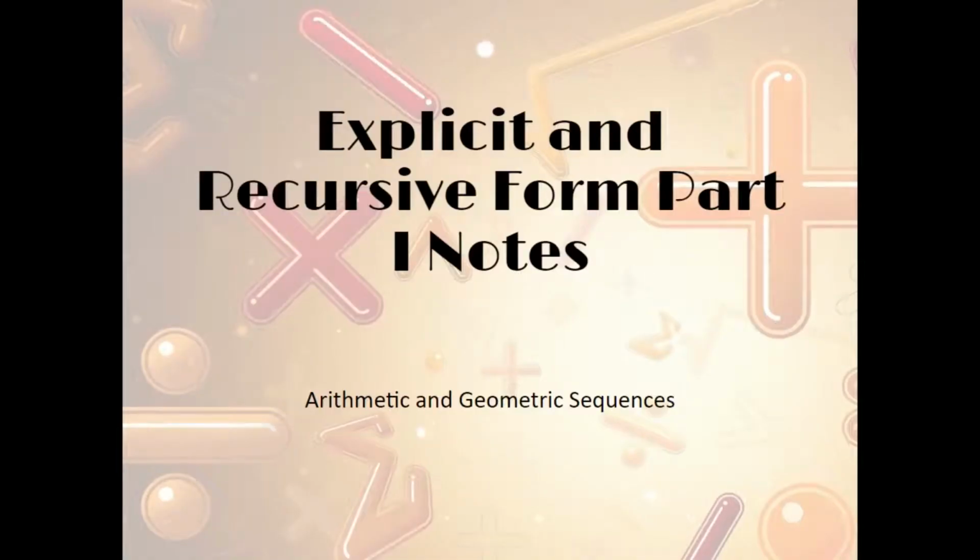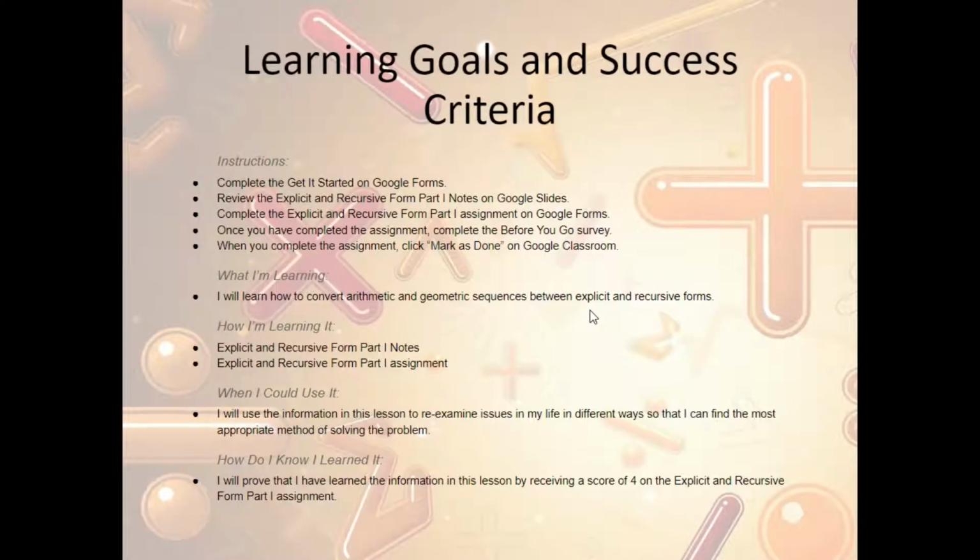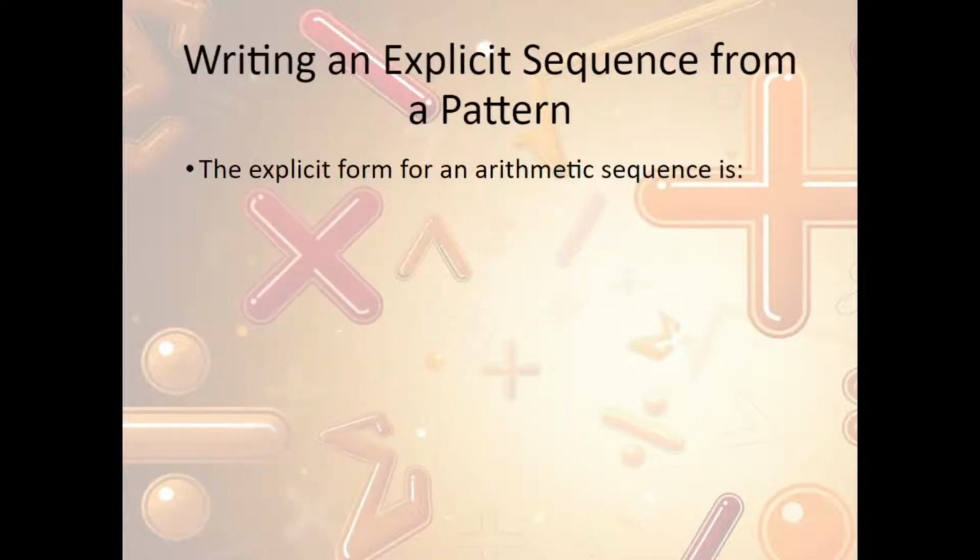Let's take a look now at the explicit and recursive form part 1 notes. The notes begin with the learning goals and success criteria. So let's talk about how we can write an explicit sequence as a pattern. Now, is that always easy to find? No, depending on the term, we don't want to have to keep calculating out. So the easiest way to do this is to write it in explicit form.